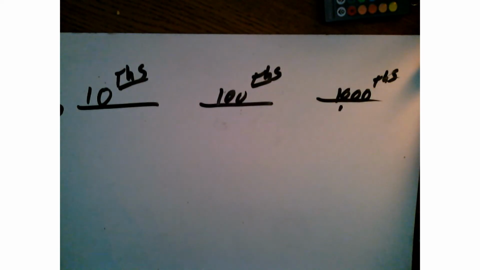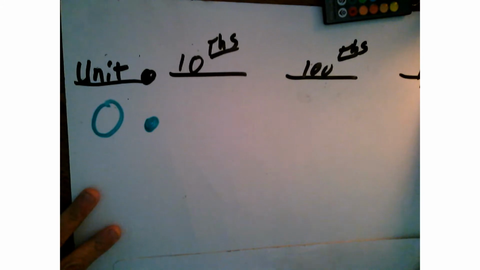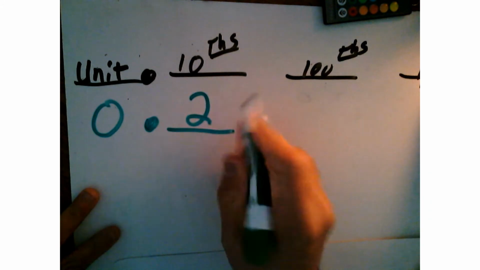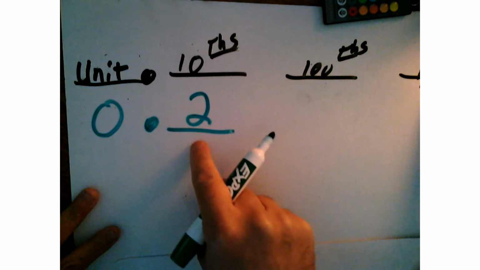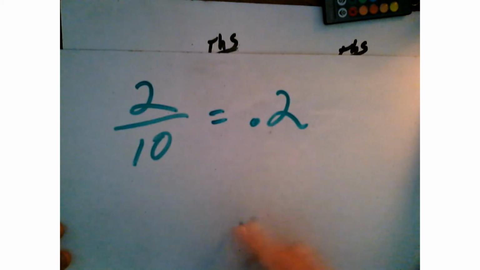Anyway, when we're converting a fraction into a decimal, remember fractions and decimals are related. They're pretty much the same thing. So an easy one: if you had 2/10, here's what I mean by saying the last name. You're looking for 2/10 as a decimal. Well, here's your decimal point. I have no units, and the 2 is in the tenths spot, so its last name is tenths. So you would write 2/10 equals 0.2. 2's in the tenth spot.